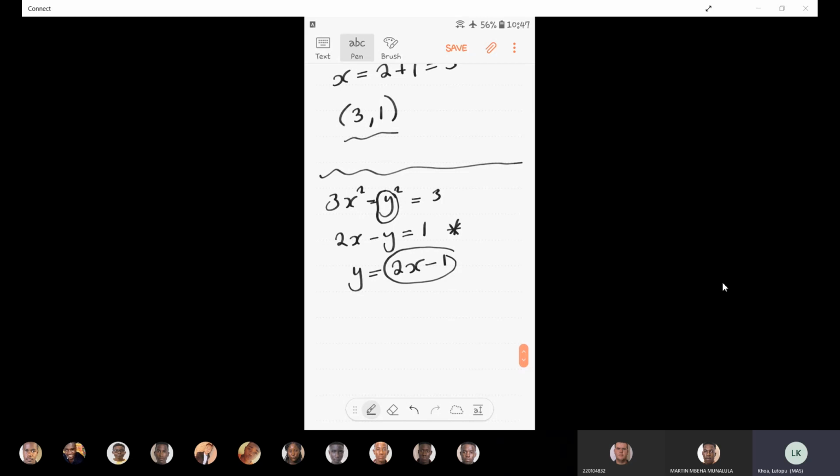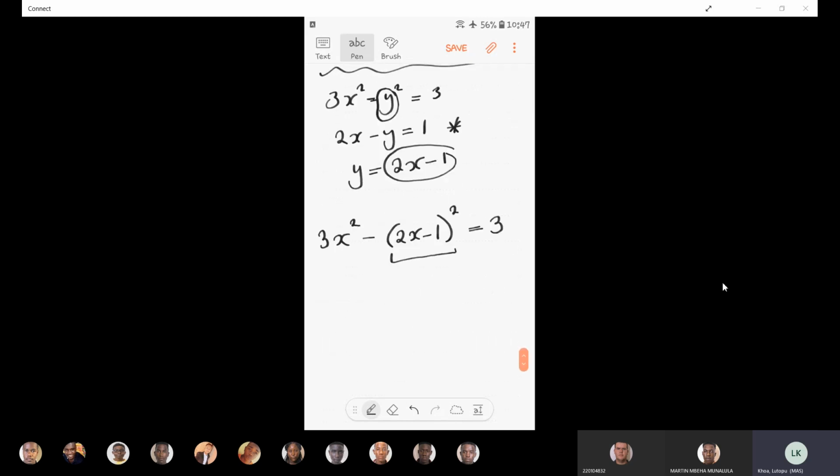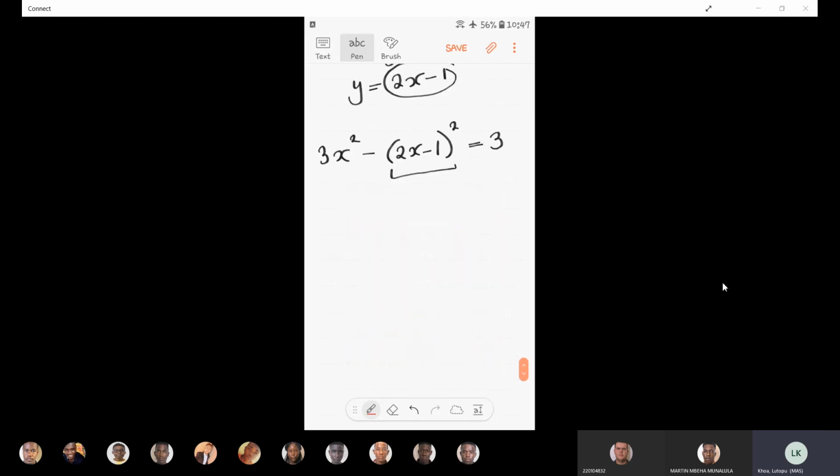So when I substitute it, I have 3x squared. The minus will remain there. Then I just replace the y with 2x minus 1. The squared should still be there, and this is equal to 3. So this one here, again, I need to multiply it the way we did. I'll just show my working over here. So I have 2x minus 1 times 2x minus 1. You multiply the bracket by 2x: 2x times 2x, I get 4x squared. 2x times minus 1, this is minus 2x.